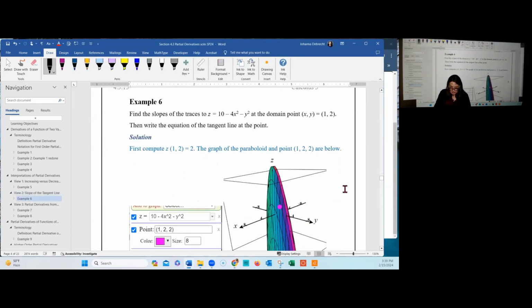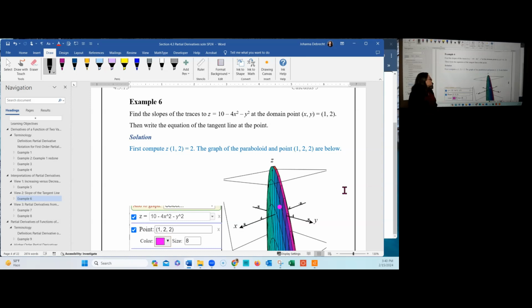Let's take a look at another example. We want to find the slopes of the traces to an ellipsoid, 10 minus 4x squared minus y squared equals z, at a particular point in the domain, 1, 2. And then we want to write the equation of the tangent line at that point. So we'll need to represent our function as a vector valued function of both x and y.